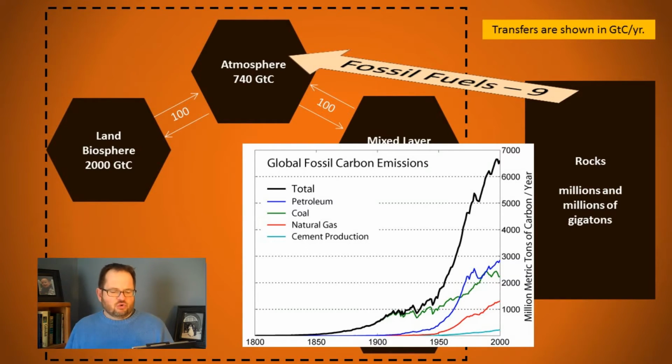This little graph here only goes as far as 2000, and at that time our total fossil carbon emissions were about 6.5 gigatons per year. But if we extended it to the present time, it's right around 9 gigatons per year. I think your book is using the number 8.6 gigatons per year. An enormous transfer of carbon from the lithosphere into the atmosphere.